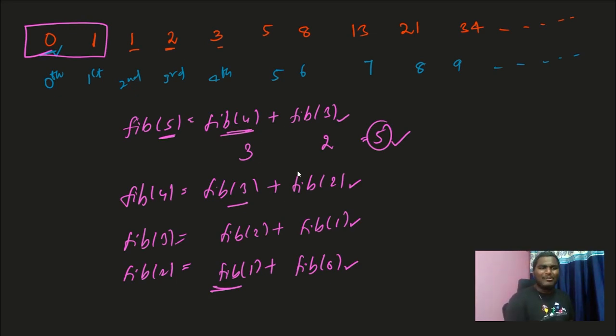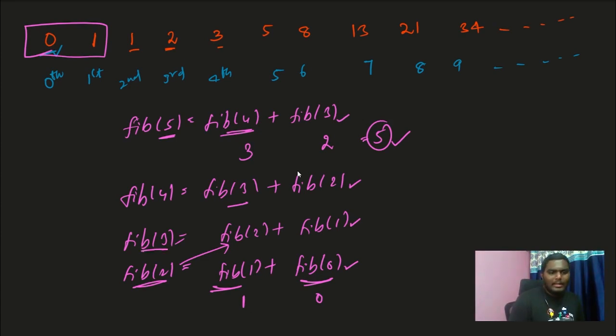Now tell me, do you know the Fibonacci of 1? Yes, you know the Fibonacci of 1. What is that? It's 1. And what is the Fibonacci of 0? Do you know? Yes, you know, right? It's 0. So you will do 1 plus 0. It's 1. So now you know the Fibonacci of 2 as well. It's 1. We'll simply return here.